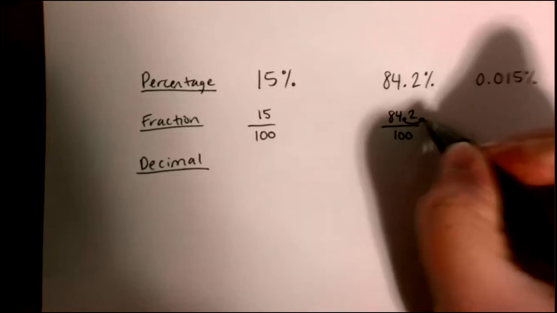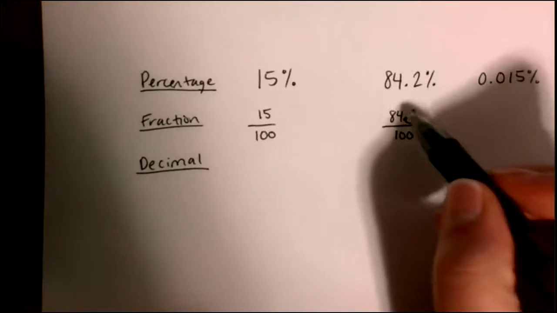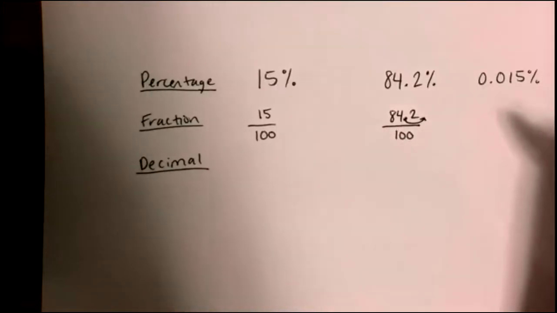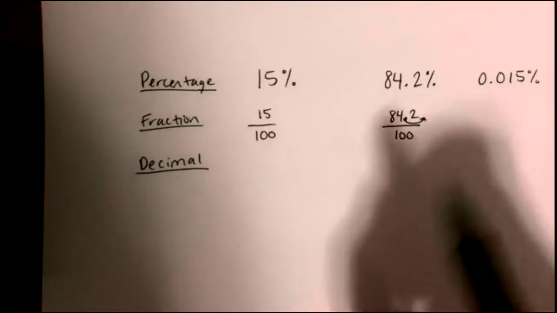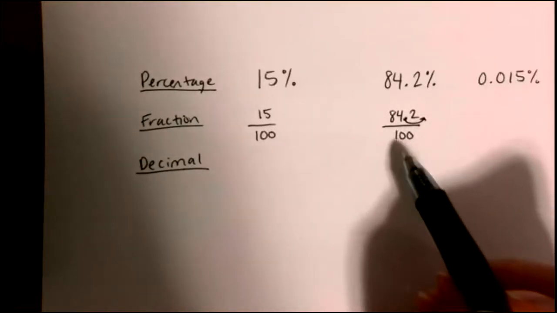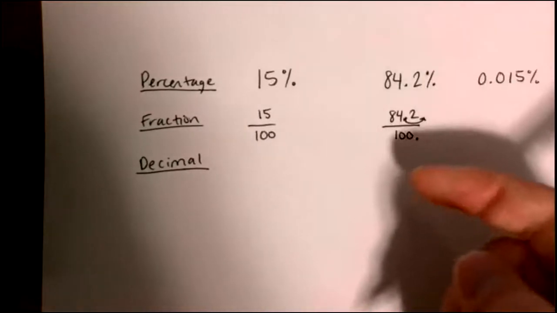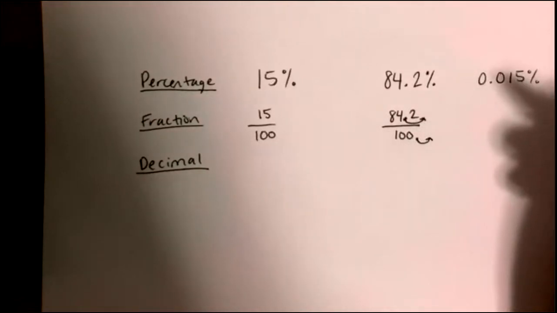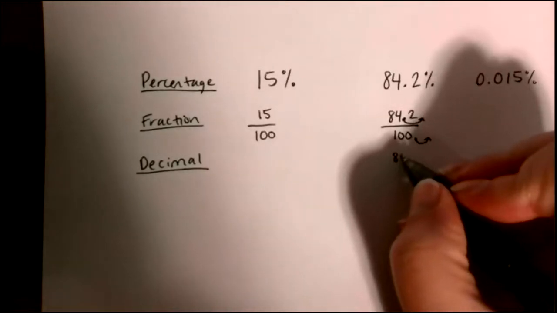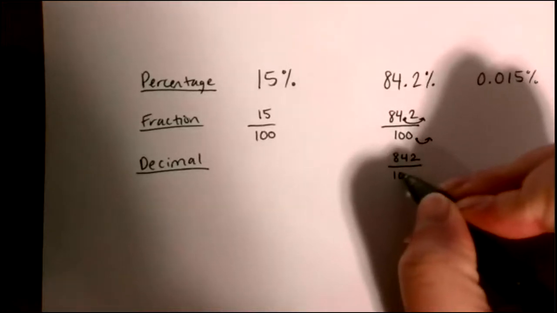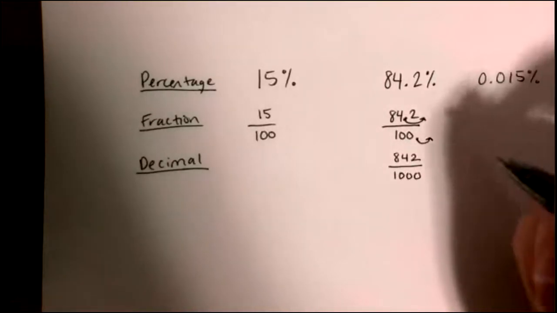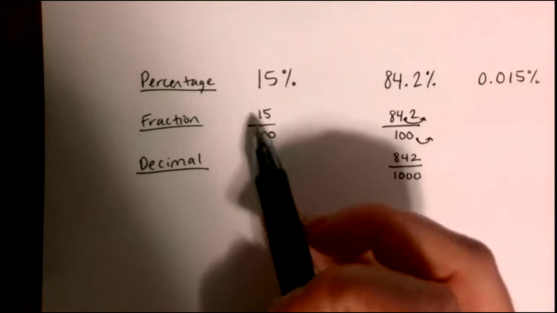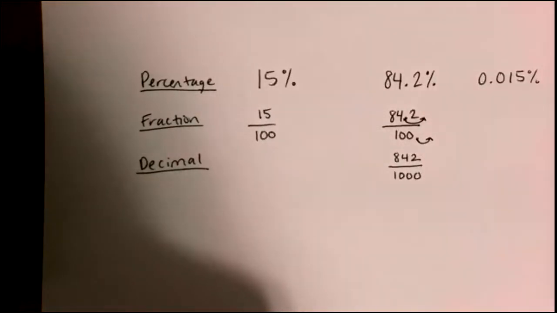So now just keep in mind, whatever you do to the top or your numerator, you need to do to the bottom, which is the denominator. So we moved the decimal one place to the right here. If we're looking at the whole number 100, remember whole numbers are always to the left of the decimal point. So we're going to be moving this decimal one place to the right. So that would leave us with 842 over 1,000. Now we could further reduce that. Just like here, we could have further reduced this as well. So make sure you're reducing to the lowest fraction.